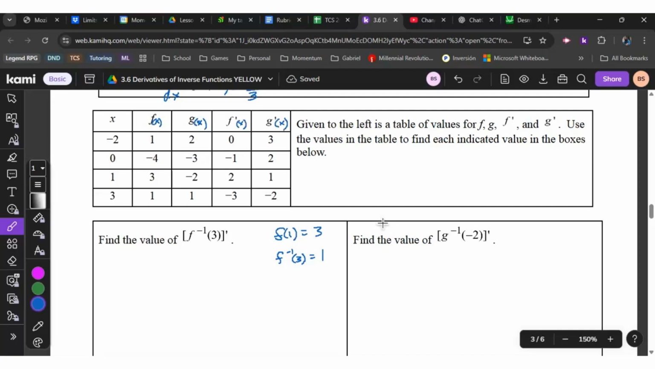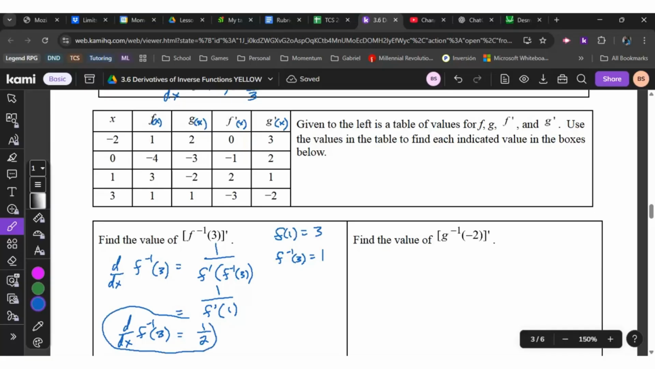There you go. All right, so now let's find the derivative. So d dx of f inverse of 3 is really equal to 1 over f prime of f inverse of 3. And we just figured out that f inverse of 3 is what? 1. Excellent. And what is f prime of 1? f prime of 1 is 2. So it is 1/2. So d dx of f inverse of 3 equals 1/2. We're amazing.